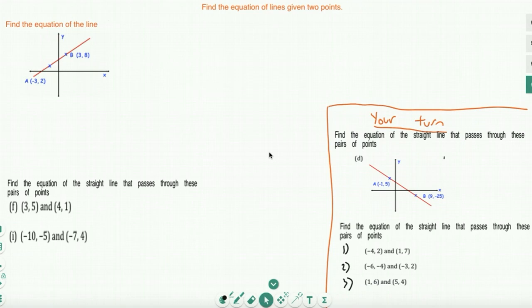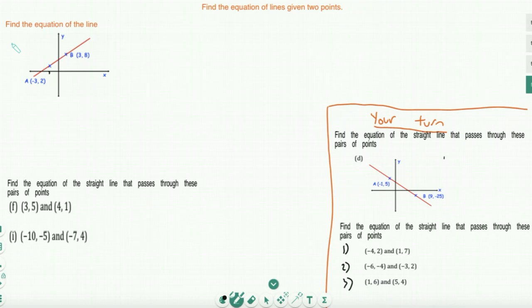The next section is called Finding the Equation of Lines Given 2 Points. This is directly related to the last section where we find the gradient of the line given 2 points. Now we're going to go one step further and find the entire equation. So let's look at this question first. We're given a picture. We know two coordinates. Coordinate A is negative 3 and 2. And coordinate B is 3 and 8.